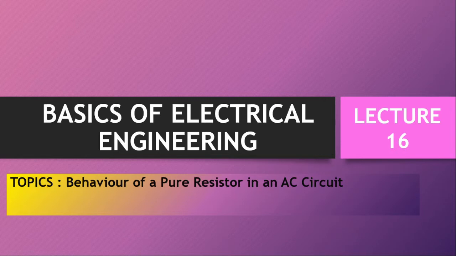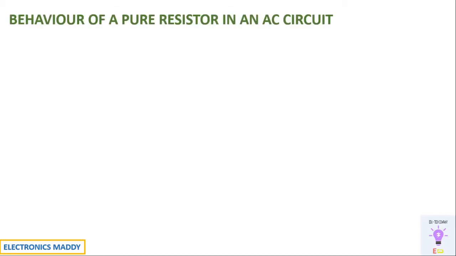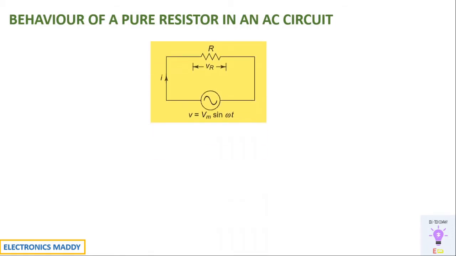In this video, we're going to talk about the behavior of a pure resistor in an AC circuit. So let's get started. A resistor is basically a passive element. Along with it, other passive elements are inductors and capacitors.